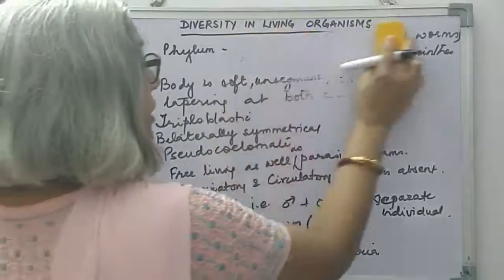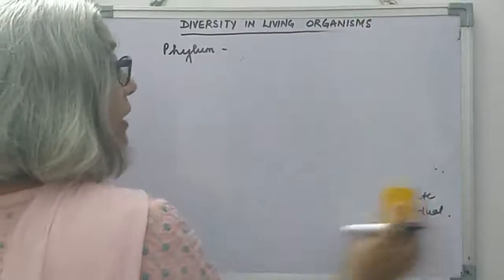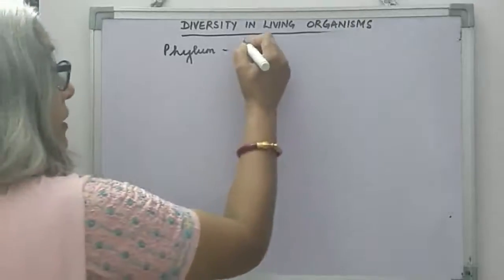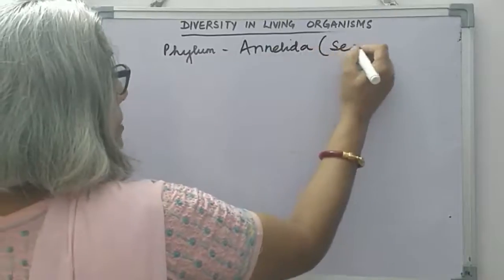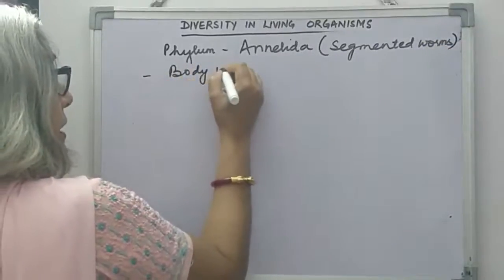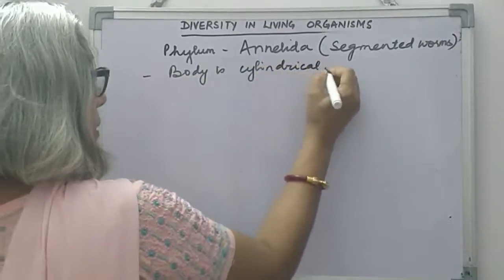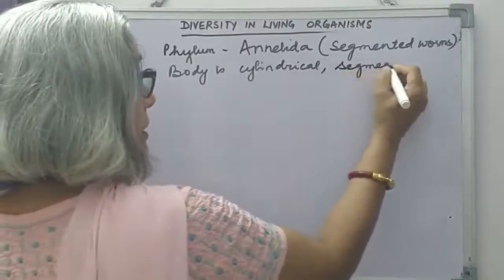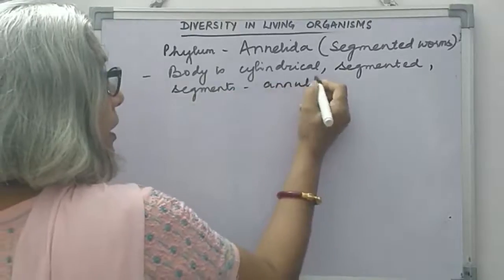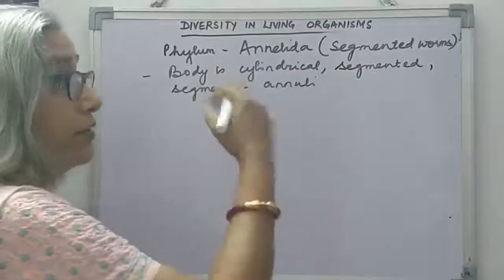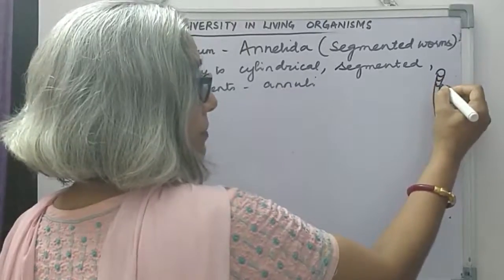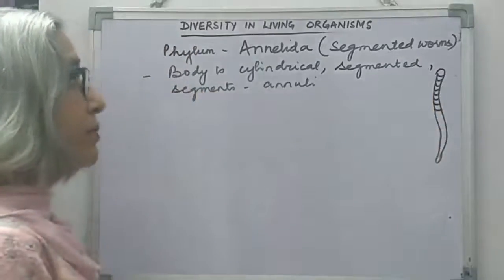After this, we come to the next phylum. Next phylum is Annelida. These worms are cylindrical and they are called segmented worms. So, body of these worms is cylindrical. It is divided into segments, and these segments are called annuli. They are also called rings. The segments are ring-like. That is, suppose this is a cylindrical worm. It has got ring-like segments like this.